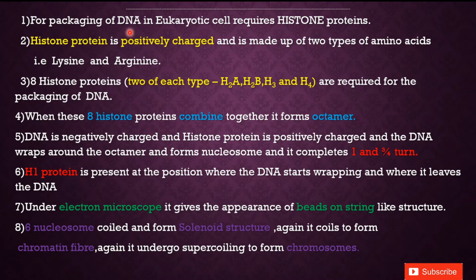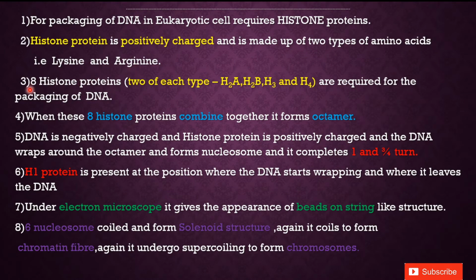So what are we studying? We are studying packaging of DNA. For packaging of DNA, histone protein is required. This histone protein is made up of amino acids. It is always positively charged and made up of two types of amino acid, lysine and arginine. Now we will first study the histone protein, because histone protein plays an important role in packaging. Histone protein is always positively charged, made up of lysine and arginine.